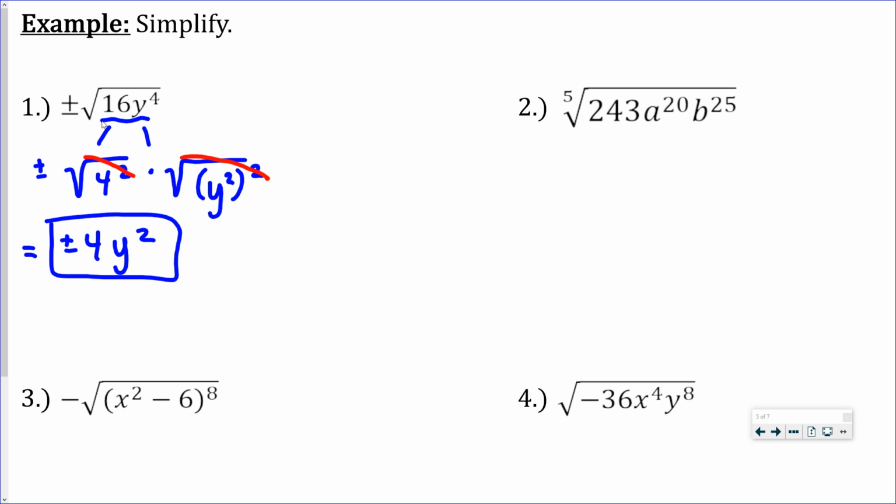All right, let's try a 5th root. Does anybody know what number to the power 5 gives me 243? It is 3. Good. If you didn't know this, you would just start by guessing.